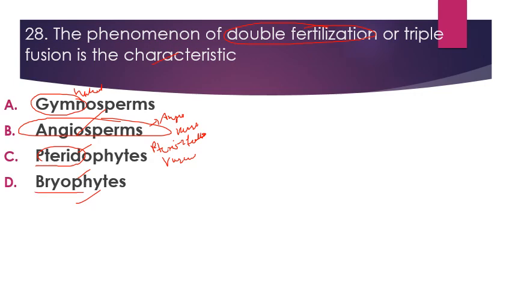Then the last group is bryophyte, commonly known as amphibians of plant kingdom because they cannot complete their life cycle without the involvement of water. They need water to complete their life cycle. And these are moss-like plants, meaning mat-forming plants. They prefer to grow in moist or shady places.